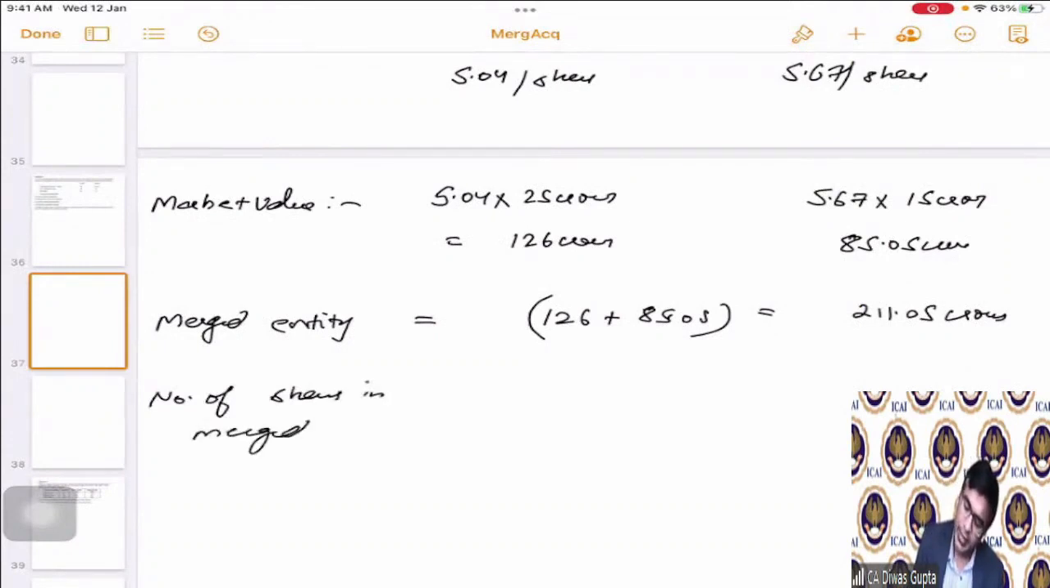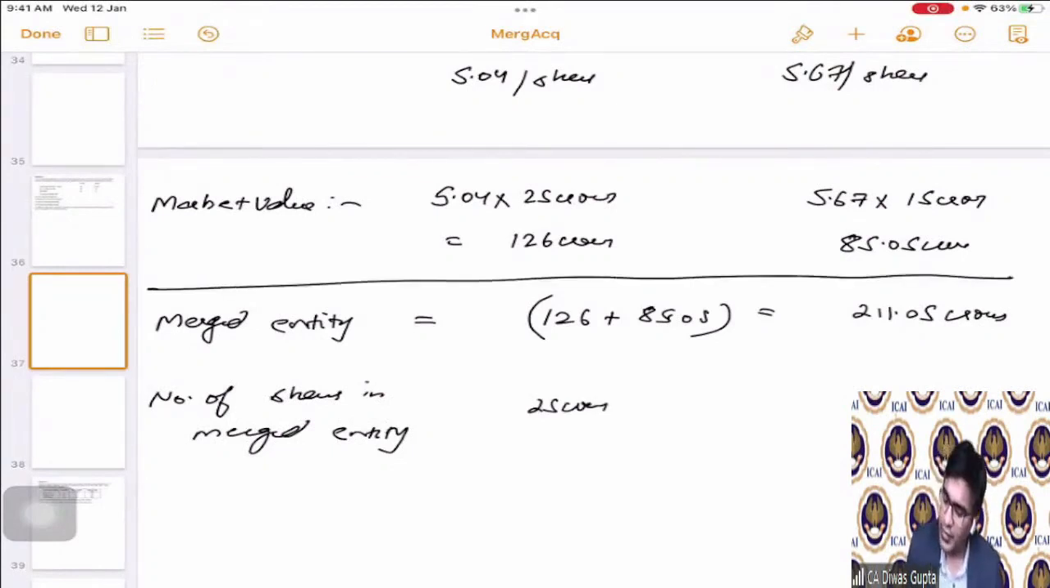And hence the number of shares in merged entity that both of them have is 25 crore, which is what they have already. So after this, we are calculating the total merged entity. We have just added the market value. The number of shares is 25 crores in the original company, and they will issue how much to the new company? 15 into 4/5. That is the swap ratio, correct? So they will issue another 12 crores to the shareholders of the dissolving company, which is R Limited in this case, right? Yeah, R Limited.